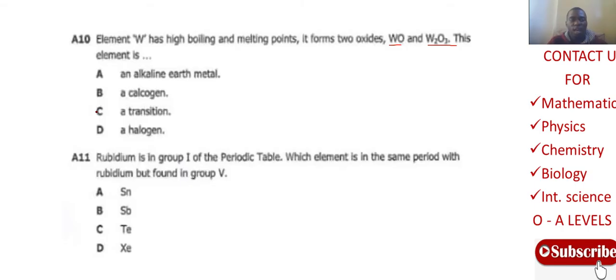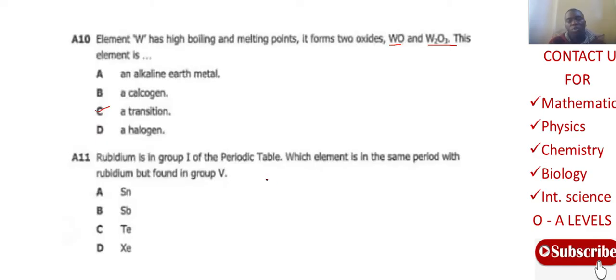So this element is what? Is a transition, because transition elements have variable what? Valences. Okay, so let's read question 11. Question 11 reads, rubidium is in group 1 of the periodic table. Which element is in the same period with rubidium but found in group 4?